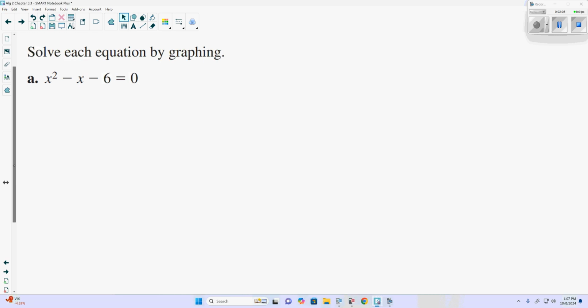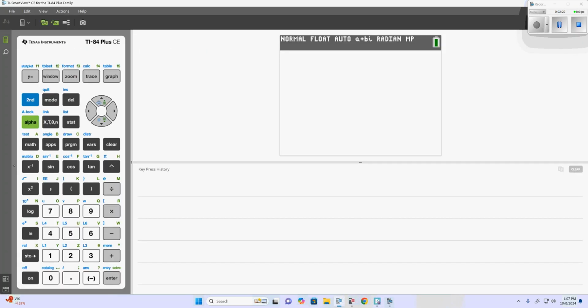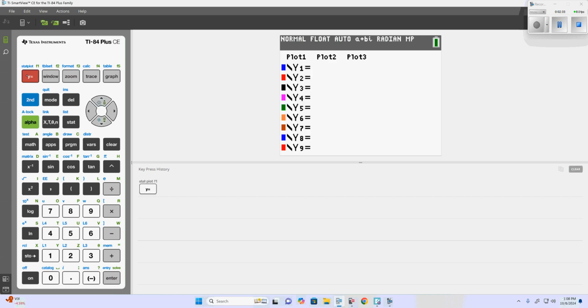Now normally, especially if we graph this by hand, we need 5 points to be able to graph, which would normally be the vertex and 2 points to the left and 2 points to the right. We did that in chapter 2. But luckily, the graphing calculator will do this for us. So the first thing you need to do is turn the graphing calculator on. Once we get it turned on, we're going to hit y equals.